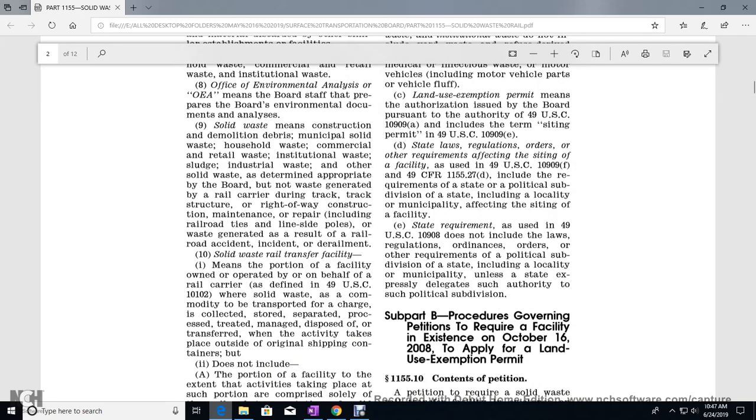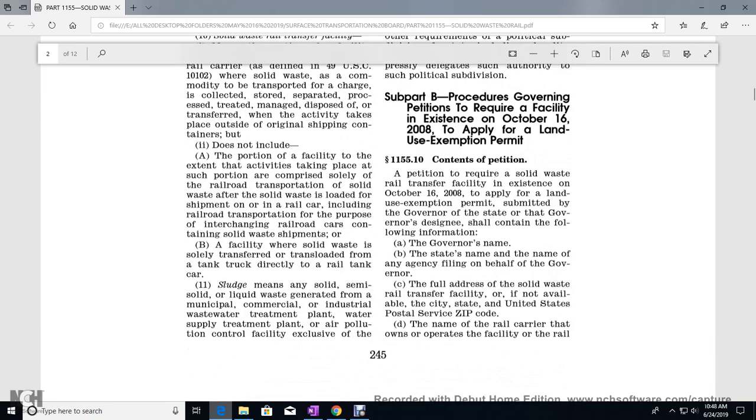E. Statement of the requirement within Title 49 U.S. Code 1098 does not include laws, regulations, orders, or other requirements of a political subdivision of a state, including a locality or municipality, unless the state has expressly delegated the authority to such political subdivisions. All right, Subpart B. Procedures governing petitions requiring a facility existing October 16, 2008 to apply for a land use exemption permit.